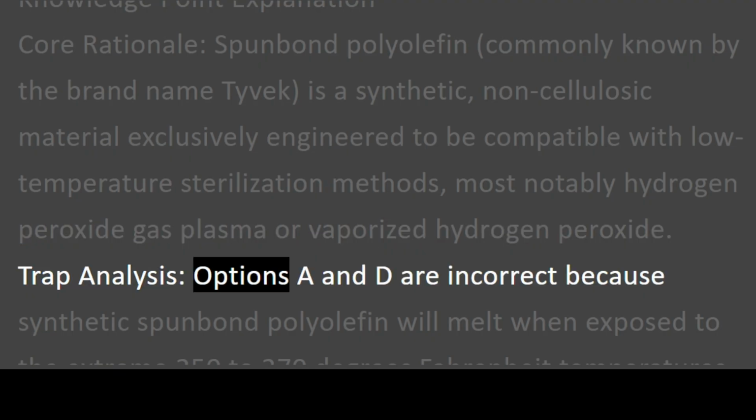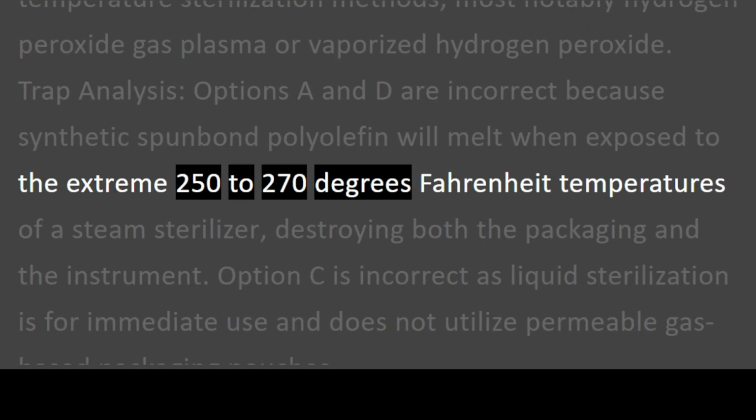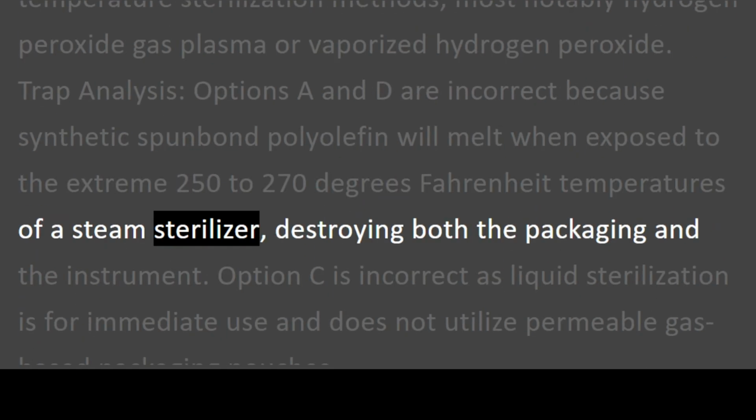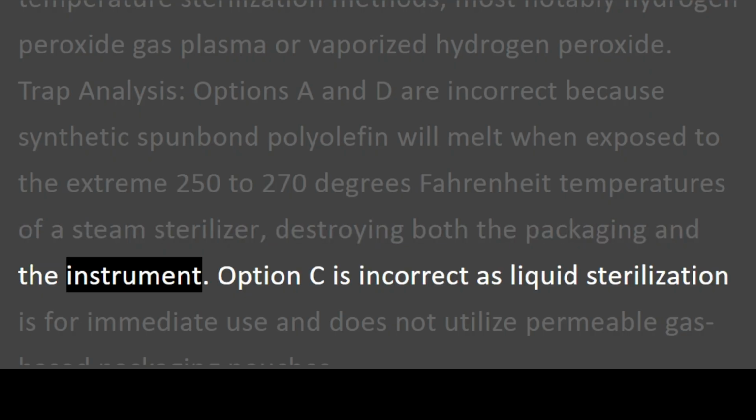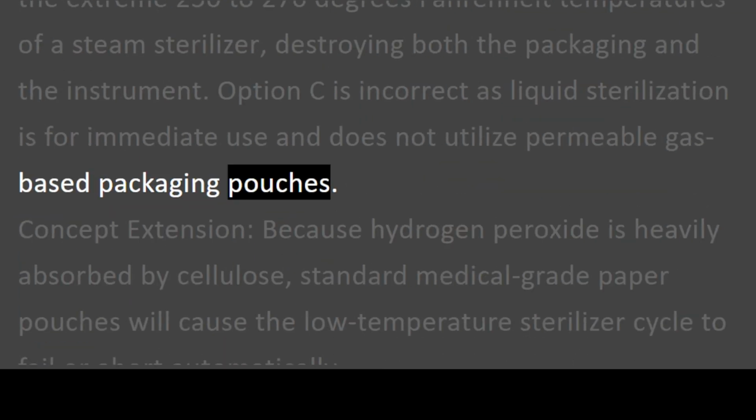Trap analysis. Options A and D are incorrect because synthetic spun-bond polyolefin will melt when exposed to the extreme 250 to 270 degrees Fahrenheit temperatures of a steam sterilizer, destroying both the packaging and the instrument. Option C is incorrect as liquid sterilization is for immediate use and does not utilize permeable gas-based packaging pouches.